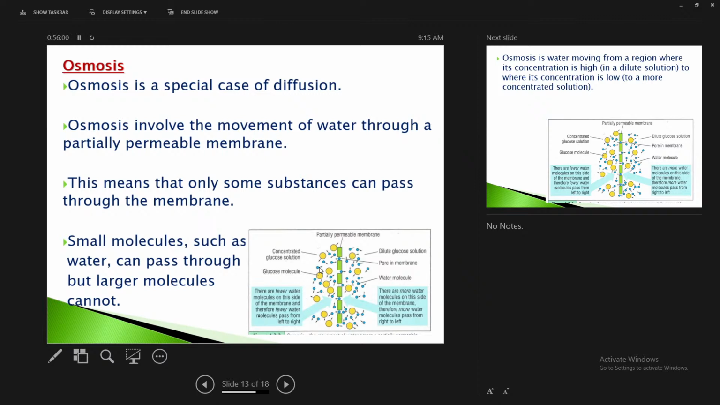Right, so looking at osmosis now, as you can see, the first pointer is saying that osmosis is a special case of diffusion. The only difference between diffusion and osmosis is that osmosis basically speaks about the movement of water. But as for the concept of place of high concentration and place of low concentration, the concept and explanations are the same. So osmosis involves the movement of water through a partially permeable membrane.